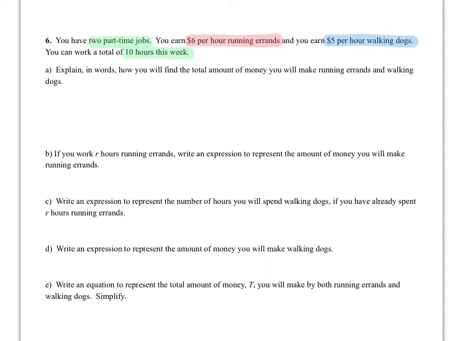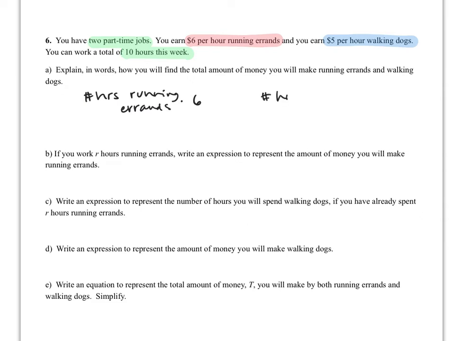So the first thing that's important to recognize is that we are just talking about this week. We're not talking about multiple weeks. So first we want to explain in words how we would find the total amount of money that we would make this week. And so what I would need to do is I would need to know the number of hours that I spend running errands, and I could multiply that by 6 because I know that it's $6 per hour.